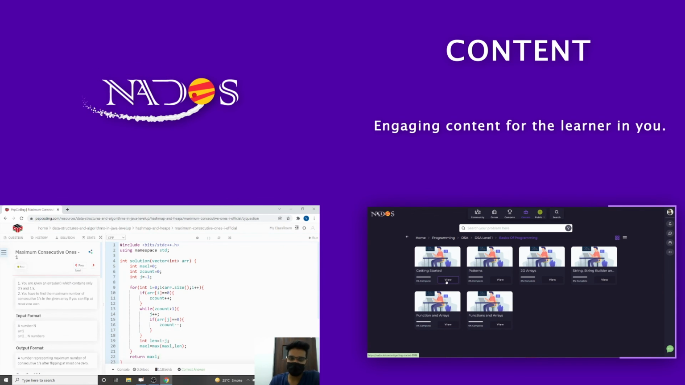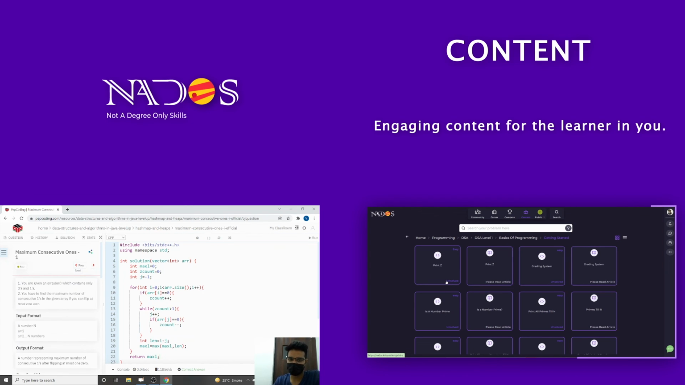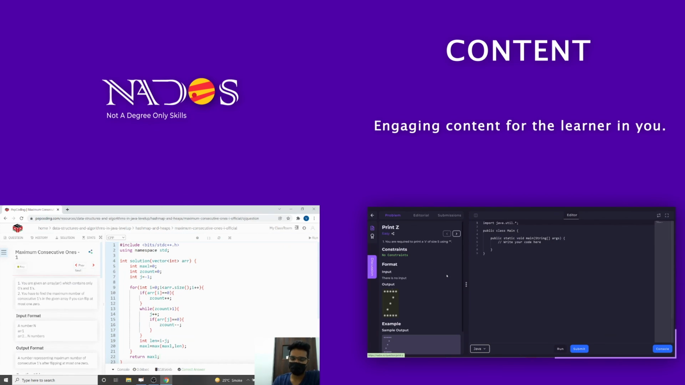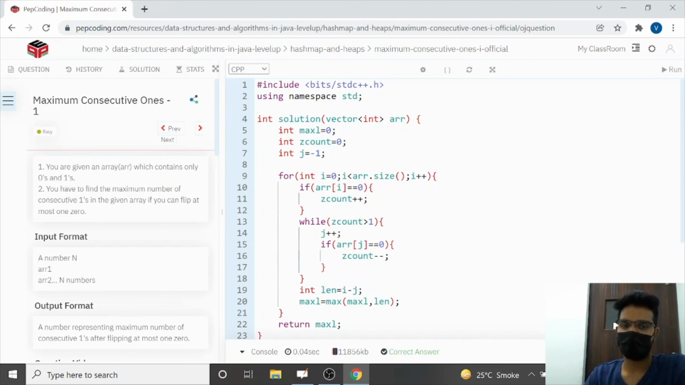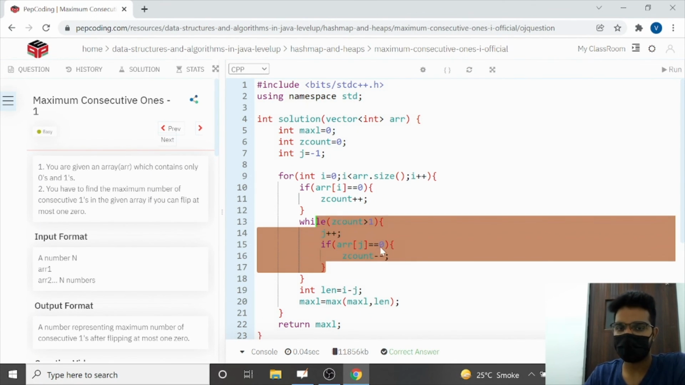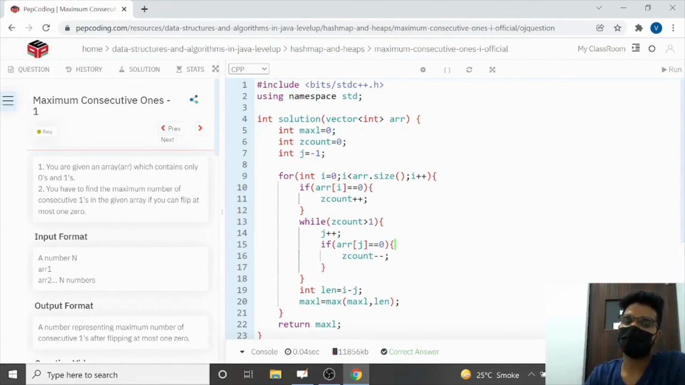Perfect. So it was a simple code. We ran through and calculated the number of zeros. So if zeros is greater than 1, to include the new zero, we've got to exclude the previous zero. So we keep increasing our j value until we find a zero. If we did get a zero, we decrease our zero count and ultimately calculated our length by i minus j. And eventually we return our max length.